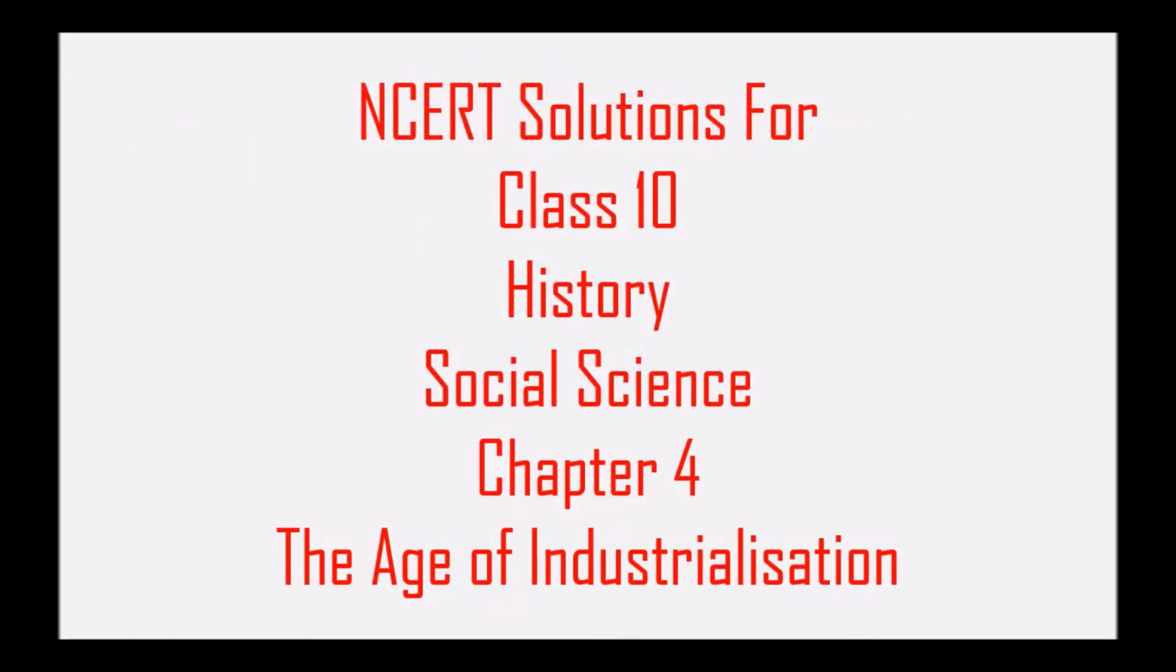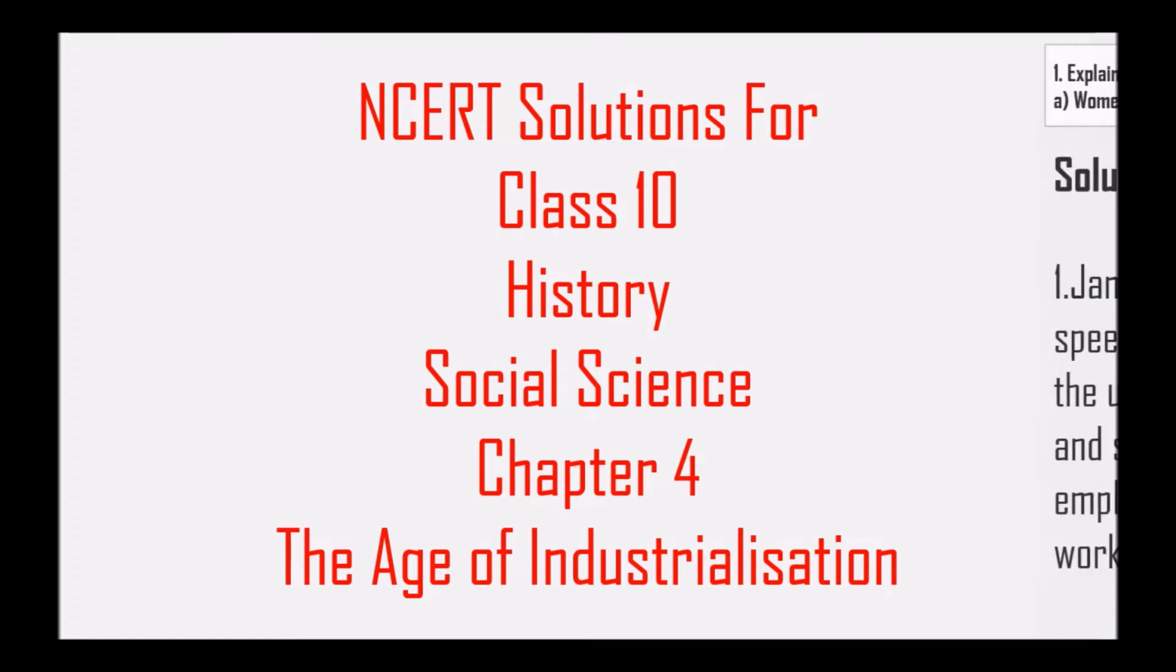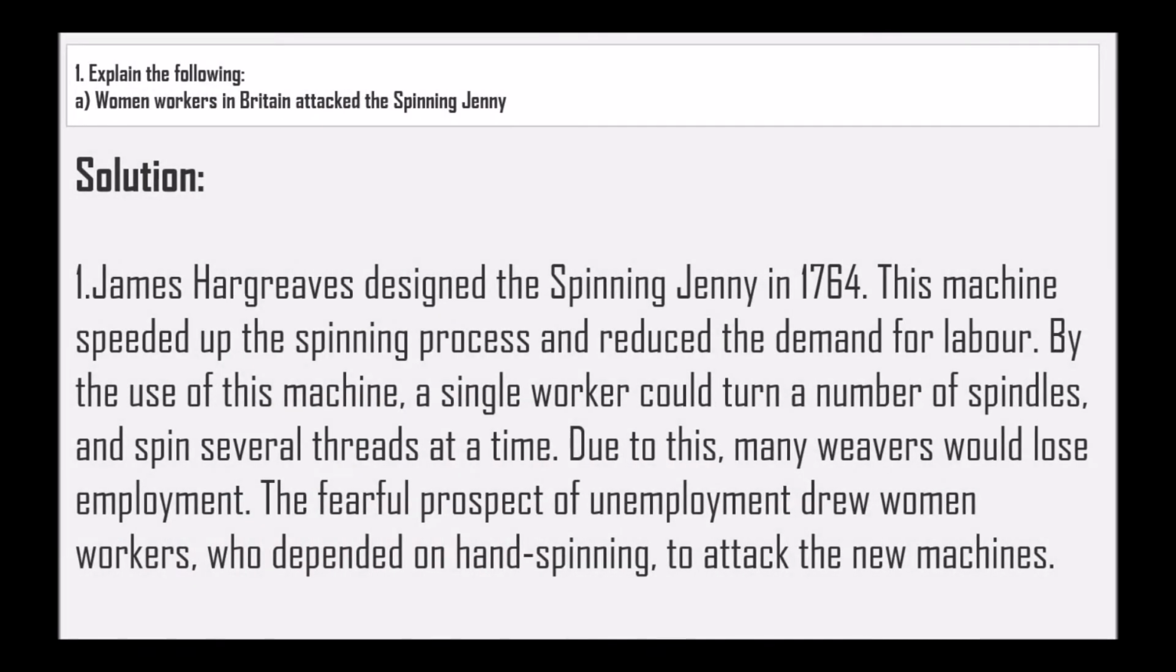Today we will see a video related to NCERT Solution for Class 10 History, Social Science, Chapter 4, Age of Industrialization. So let's solve the textbook exercise. The first question is, explain the following. Women workers in Britain attacked the spinning jenny.